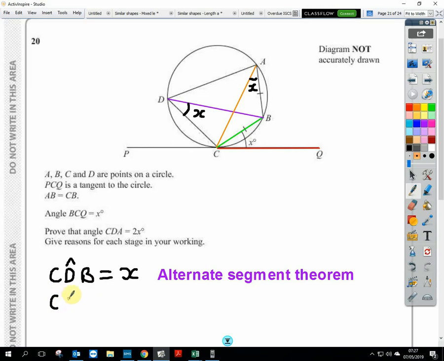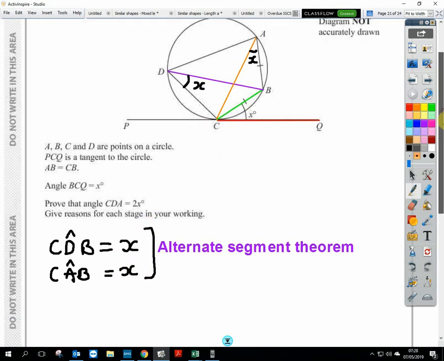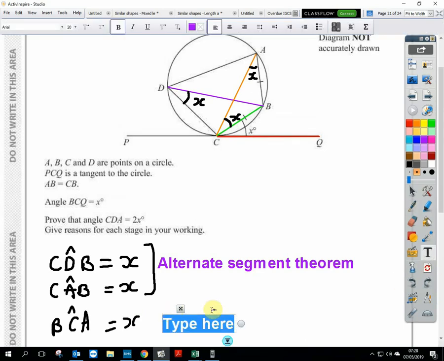So CAB is also equal to x, and it's for the same reason. So that's fine. Now we have an isosceles triangle here because we have these two markers, so we can label this one as x. So if I write down BCA is equal to x, and the reason there is base angles in an isosceles triangle are equal.